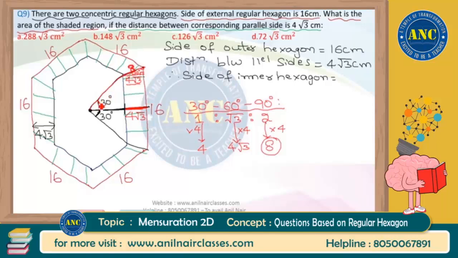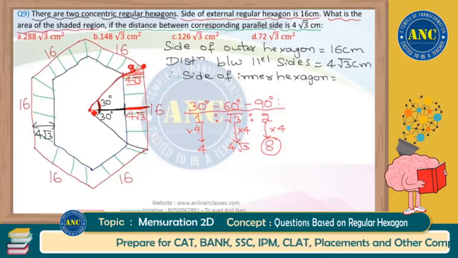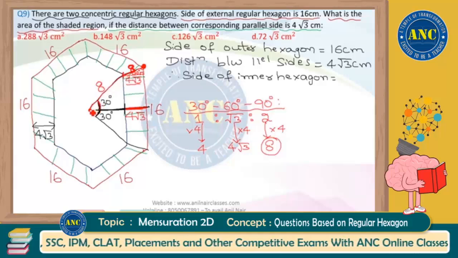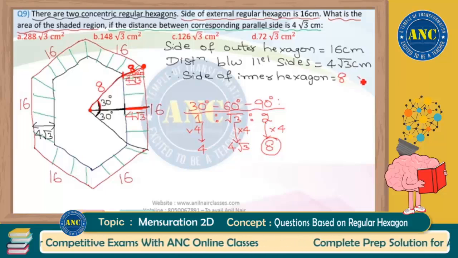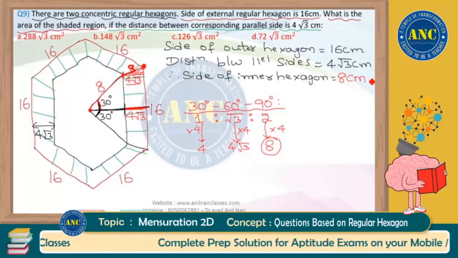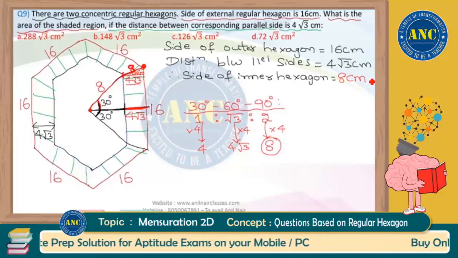The side is 8. Total side from the center till this point is 16 units, out of which this particular side from here to here is 8. That means the side of the inner triangle, from the center till this point, should be the remaining 8 centimeter. I hope it is very, very clear for you people, sir. This is the only thing I want to explain to you here. Rest all is very easy for you to solve.